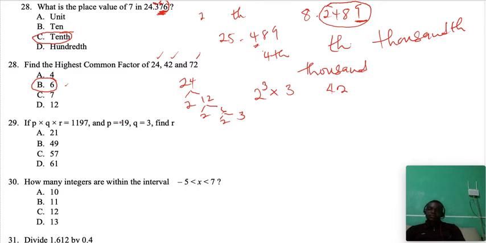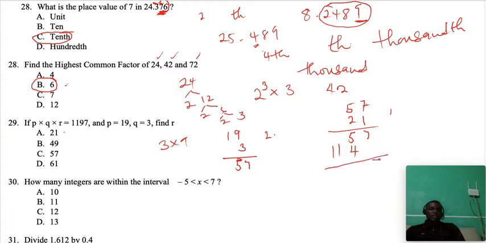Question 29. If P times Q times R is 1197 and P is equal to 19, Q is equal to 3, find R. So what you need to do is multiply 3 by 19. So let's do that. 3 times 9 is 27, so it's 7, remember 2; 3 times 1 is 3 plus 2 is 5. So what number can you multiply by 57 to get this? Let's try 21. So 57 times 21. 1 times 7 is 7, 1 times 5 is 5. 2 times 7 is 14, remember 1. 2 times 5 is 10, it will give us 11. So let's add it. You get 1197. So you see the answer is there. So the answer is 21.